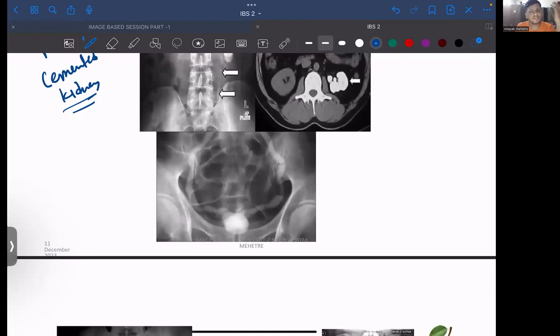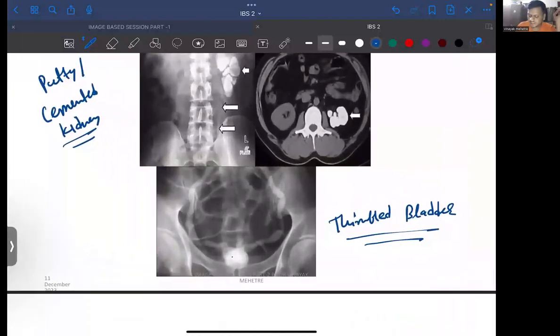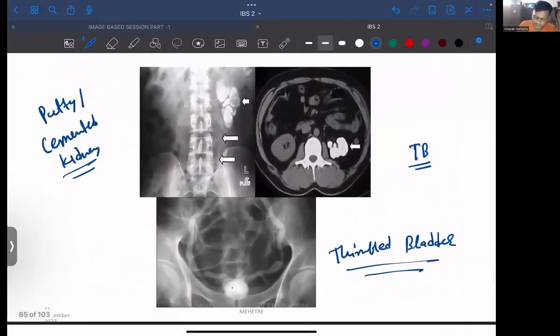X-ray of urinary bladder looks like what? It looks like a dot. Okay, it looks like a dot. It's called as thimbled bladder. Thimbled bladder. It is seen in दोनों किस में मिलते हैं? It is seen in TB. Okay, TB में मिलता है ये सब.